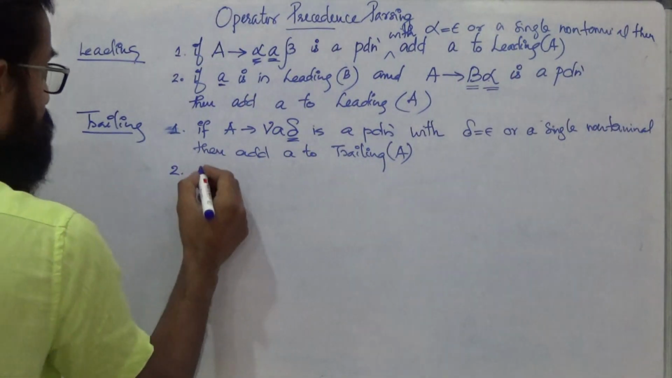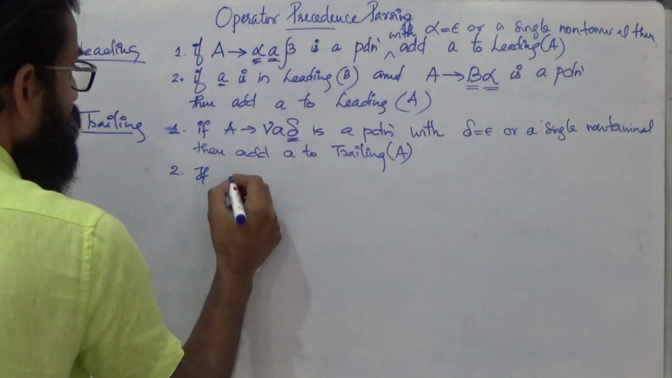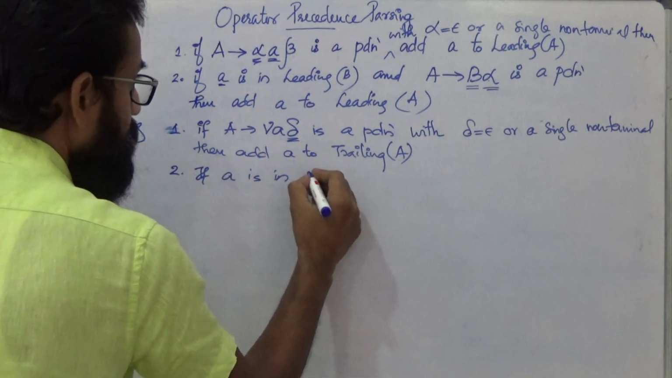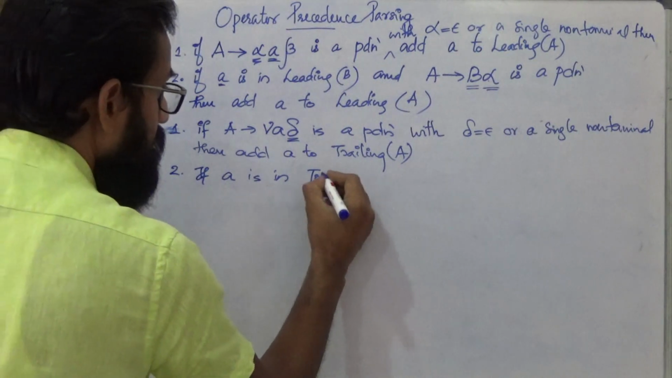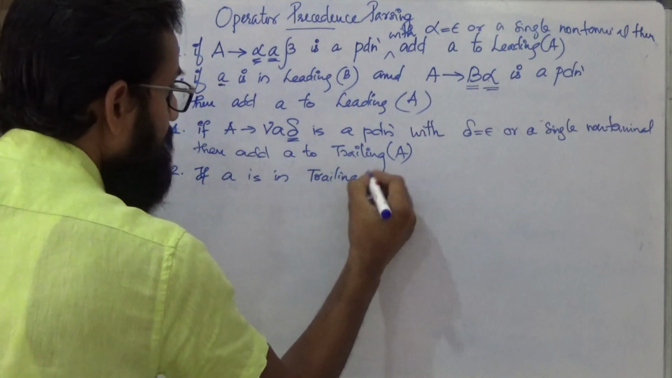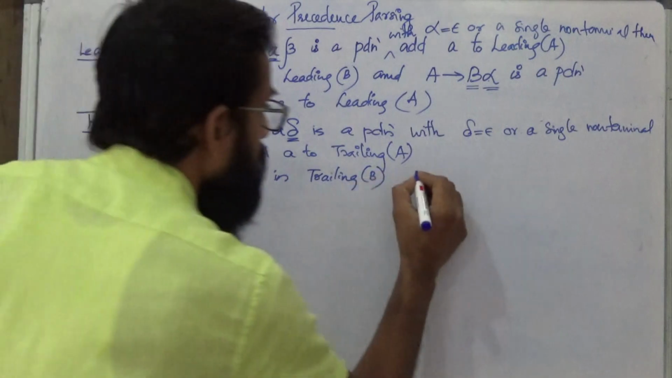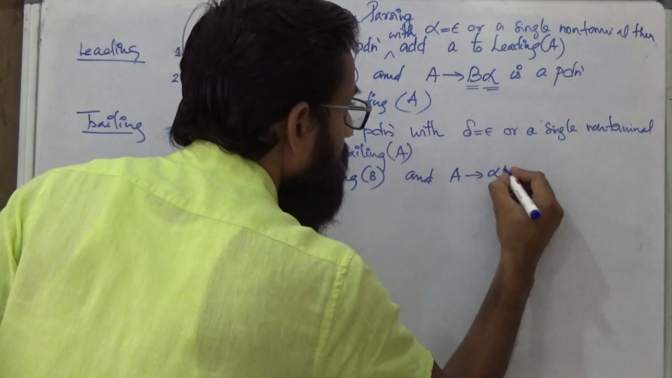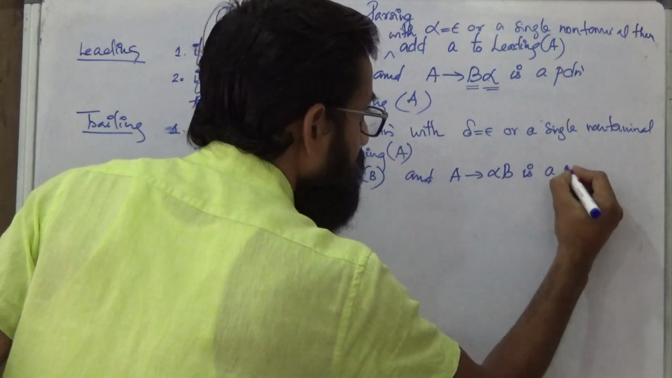Then the second one is, if a is in trailing of B and A giving alpha B is a production.